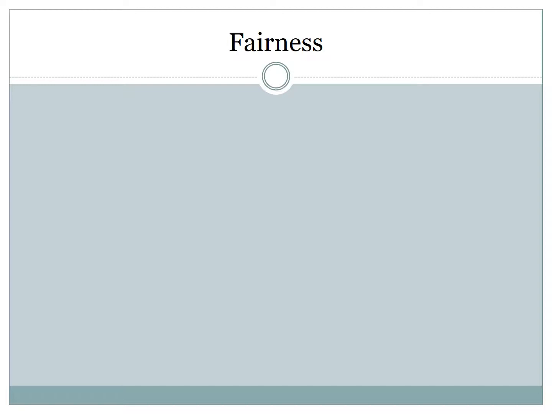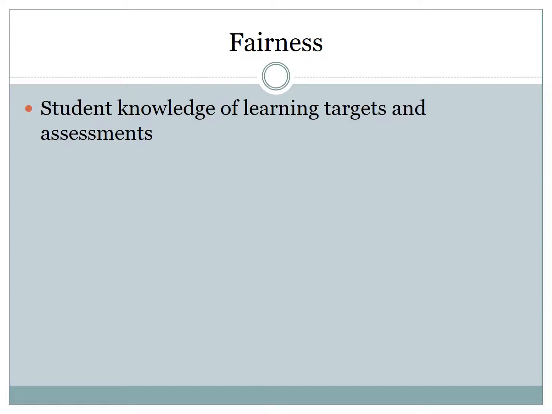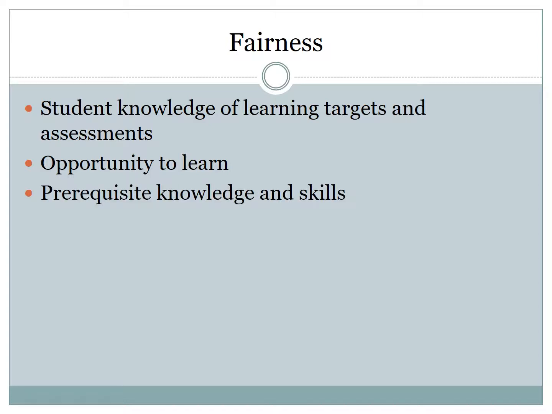Fairness is another consideration of high quality assessment. So this means, have students been taught the material appropriately, and is it assessing it appropriately? So students must have a knowledge of the learning targets and assessment. They must have been given an opportunity to learn the material. They must have the prerequisite knowledge and skills. So if you're teaching algebra, for example, they have to know how to do multiplication, or it's not a fair assessment.